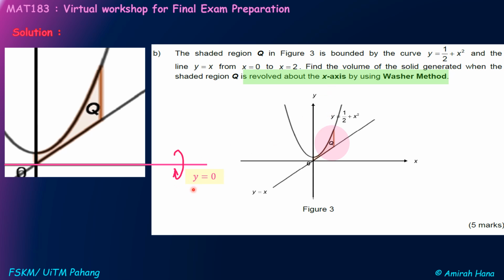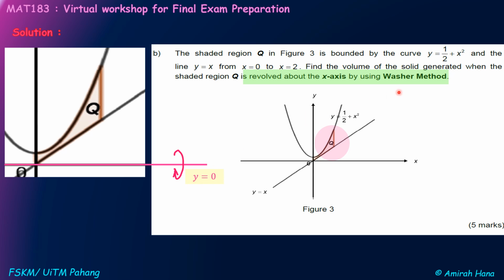X-axis ni means line y equals to 0. Bukan x equals to 0 ya. Sebab kalau line y equals to 1, duduknya lebih kurang kat sini. Horizontal line. So, kalau line y equals to 0, betul-betul berada on x-axis.